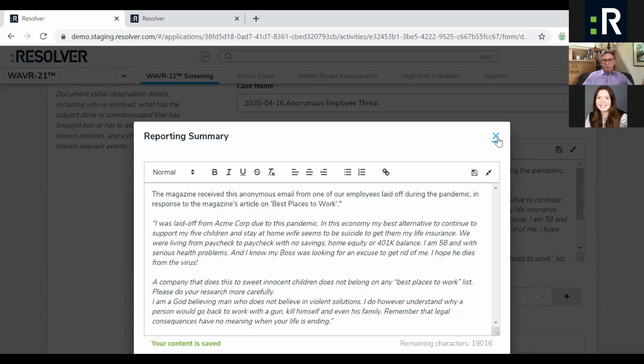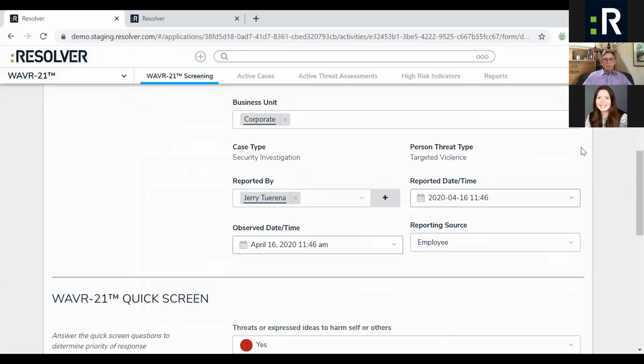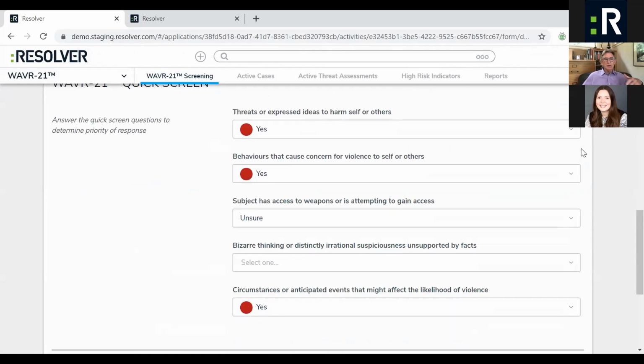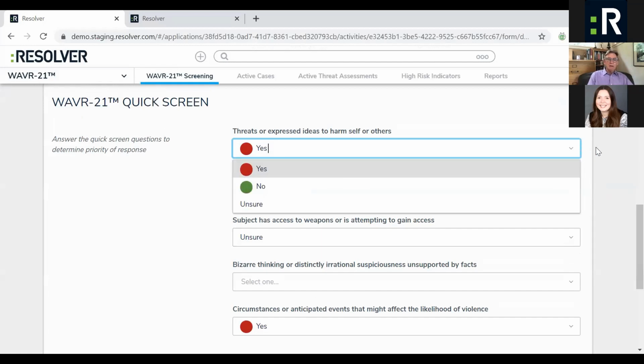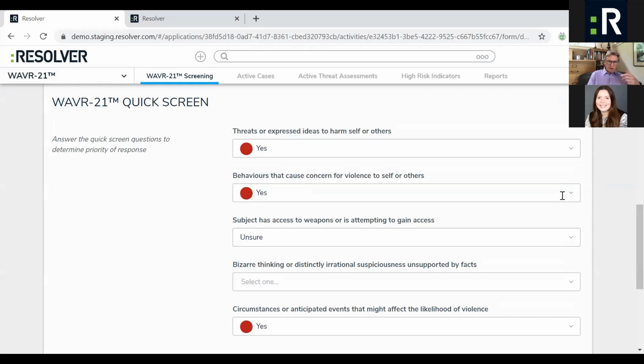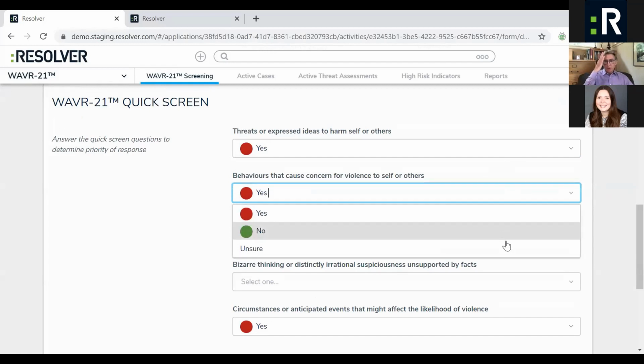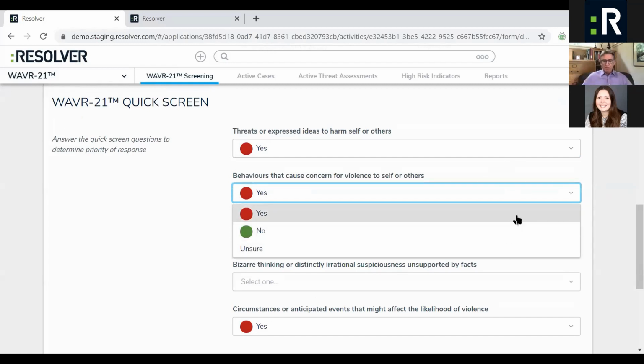And now we can show how we enter information. The intake form includes a lot of demographic information, descriptors of the individual, as well as inquiry questions. But first, there's a quick list of 5 indicators that a user can check off that are basically red flags on an intake of a case. So, threats or expressed ideas, yes, that's present. Are there behaviors that cause concern? Well, the behavior of writing this and being public with it is a concerning behavior in itself.